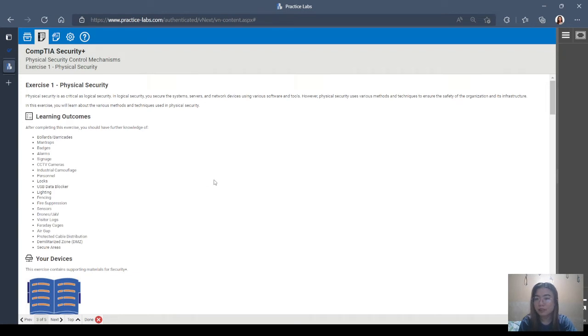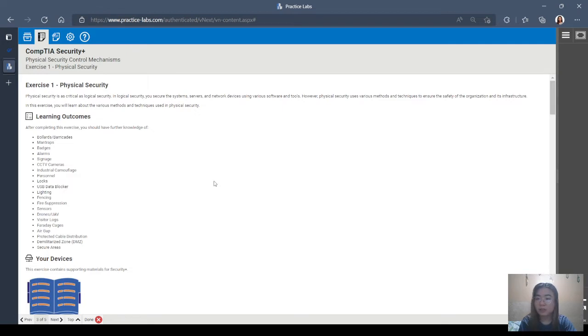Exercise 1, physical security. Physical security is as critical as logical security. In logical security, we secure the systems, servers, and network devices using various software and tools. However, physical security uses various methods and techniques to ensure the safety of the organization and its infrastructure. In this exercise, you will learn about the various methods and techniques used in physical security.